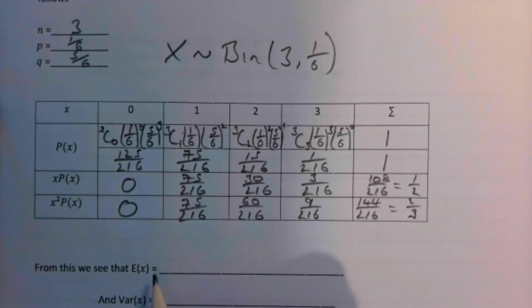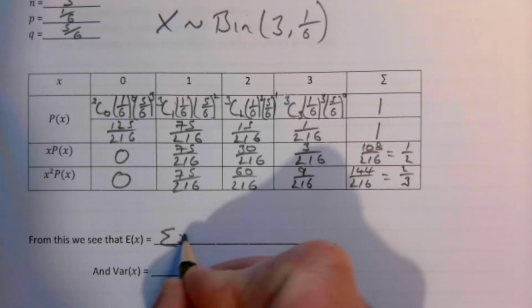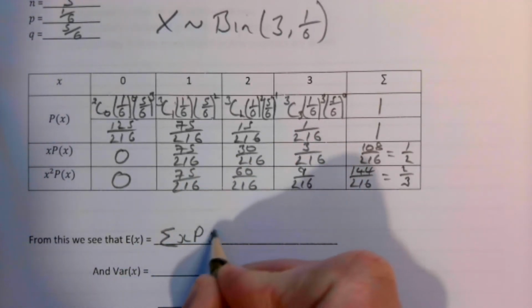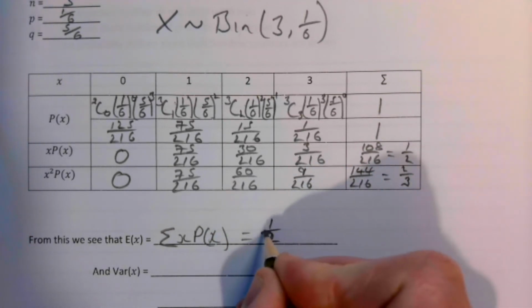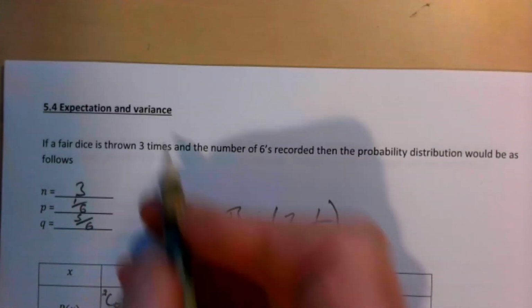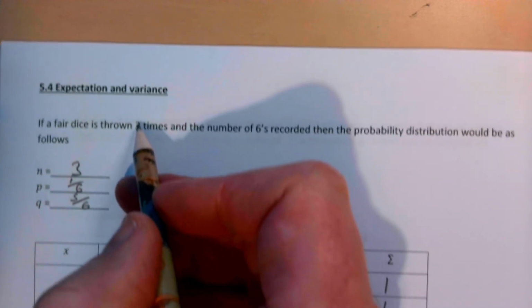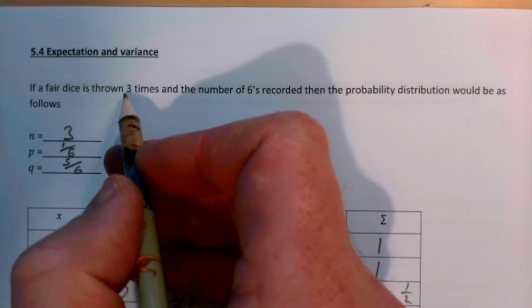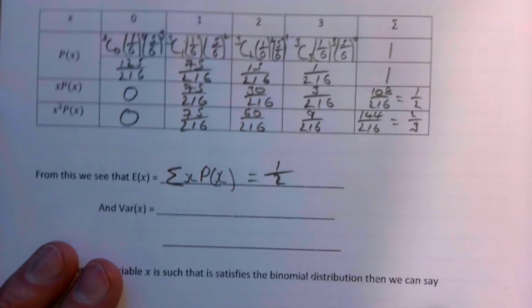So you can see this, that expectation of x is the sum of x P of x, which is going to be a half. Expectation of x is how many 6s you would expect to get with the 3. So of course it's going to be a half. If I roll the dice 60 times, how many times do I expect to get a 5? I'd expect to get a 5. My expectation would be 10. So if I'm rolling it 3 times, the amount of 6s is going to be a half. That's really what we're dealing with then.